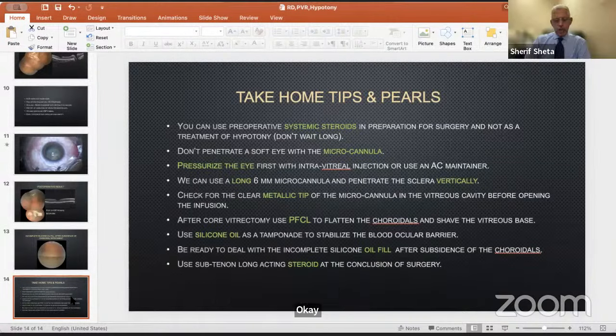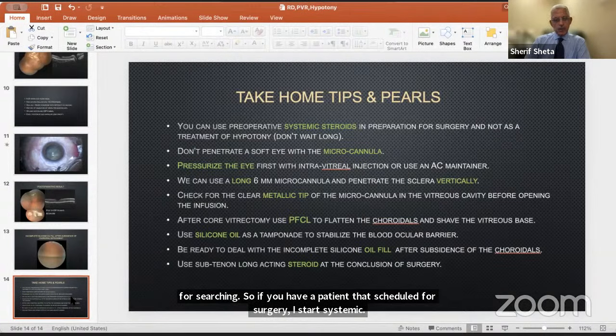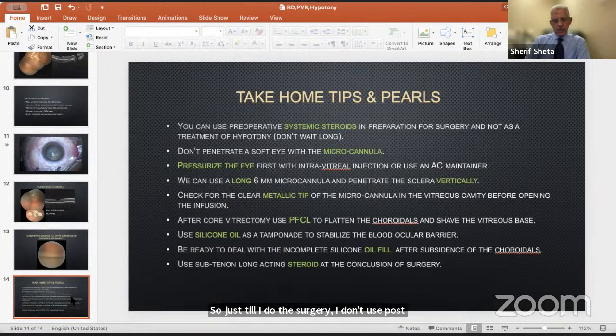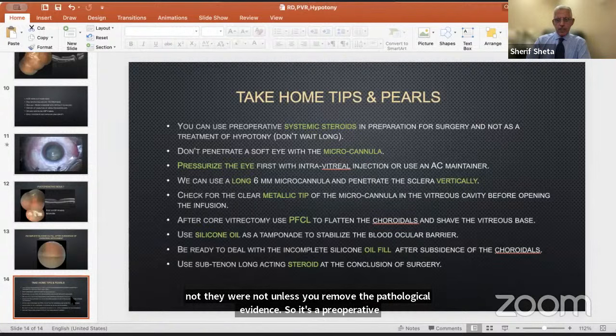I usually use preoperative steroids just in preparation for surgery. So if I have a patient that's scheduled for surgery, I start systemic steroid just till I do the surgery. I don't use post-operative steroids. I use subtenon steroid at the conclusion of surgery, but not systemic steroids. And I don't think you should wait by pushing steroid, hoping for the uveal irritation to subside and the choroidal to flatten before going to surgery, because they will not. They will not unless you remove the pathological vitreous. So it's a preoperative push of steroids just in preparation for surgery.